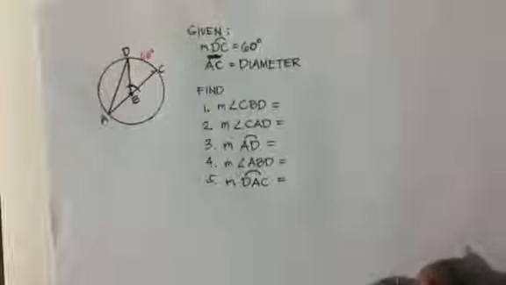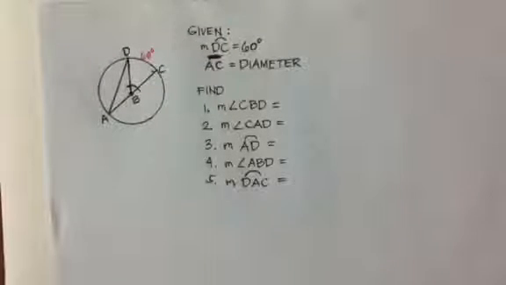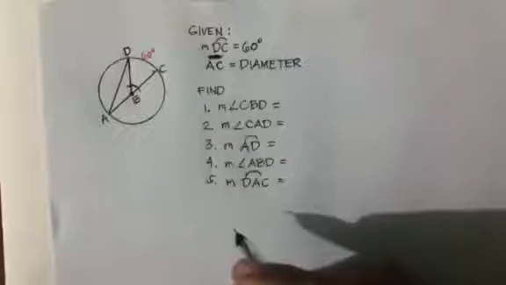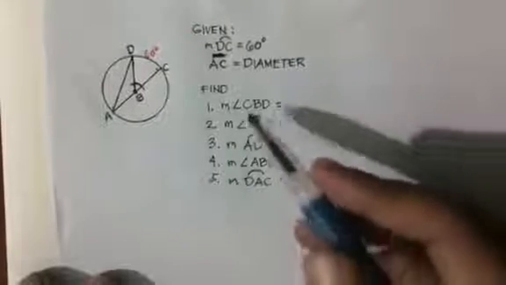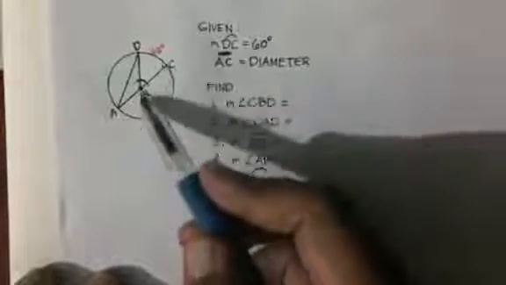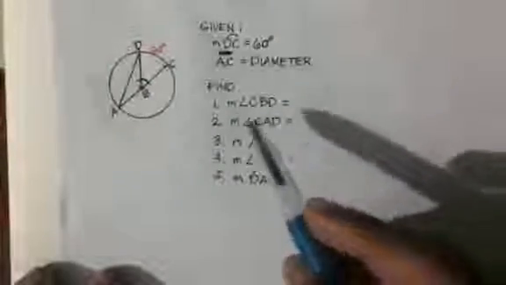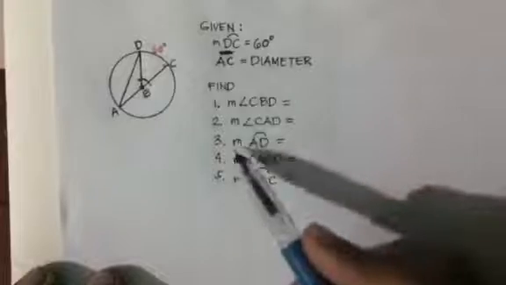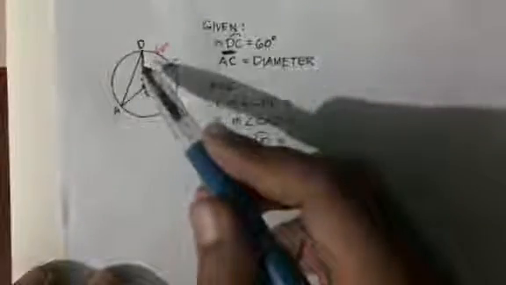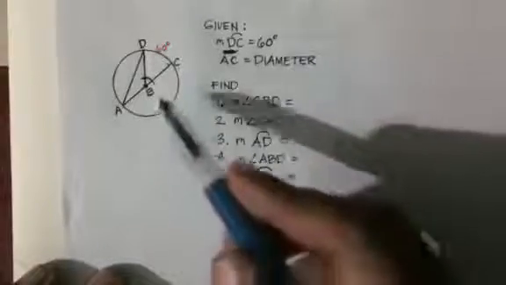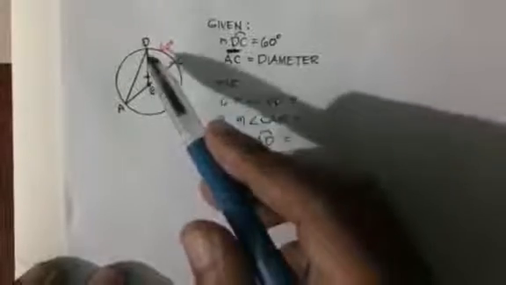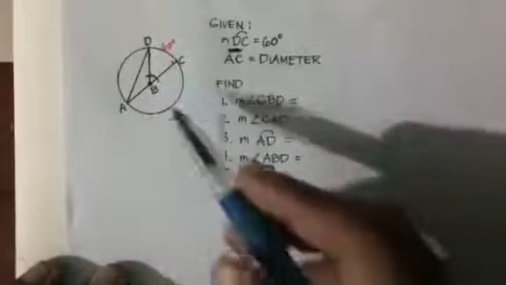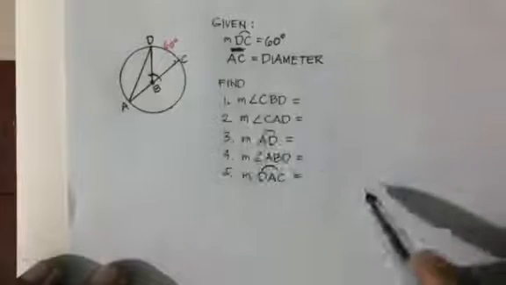Okay, so let's have examples for chords, arcs, central angles, and inscribed angles. With this given illustration, we are asked to find the measure of angle CBD, the measure of angle CAD, the measure of arc AD, the measure of angle ABD, and the measure of arc DAC, or the major arc.